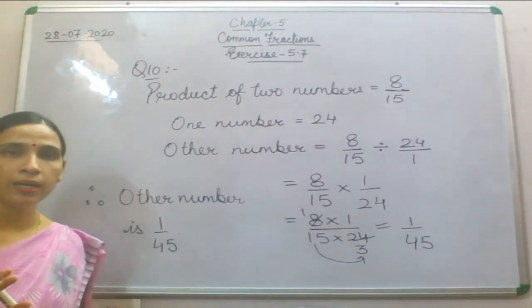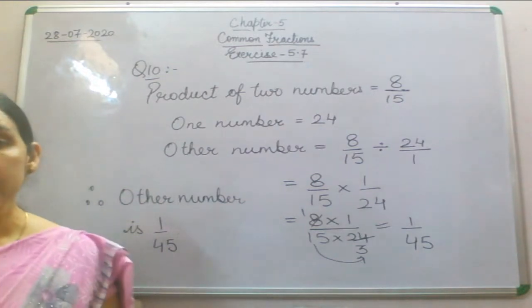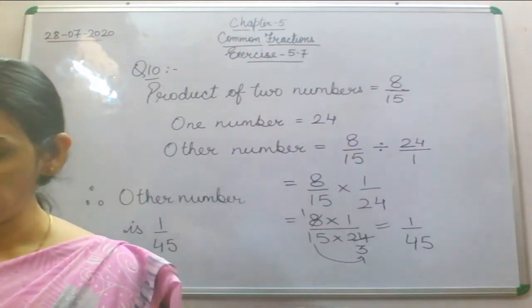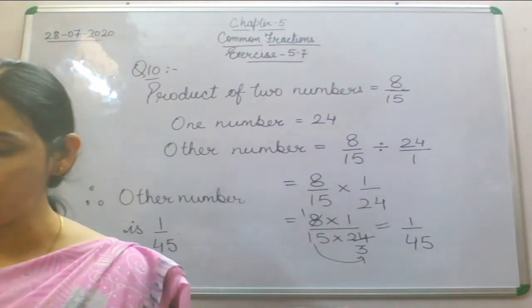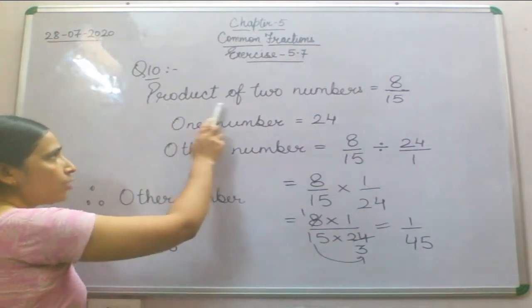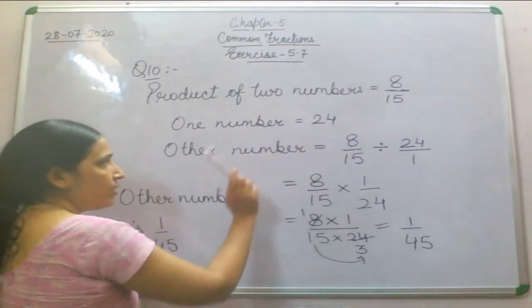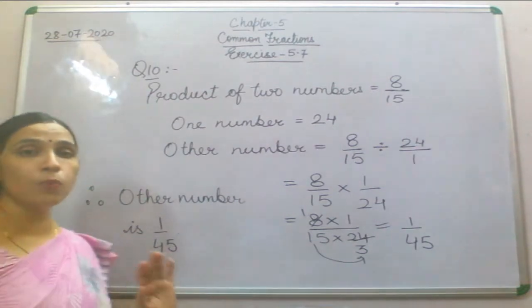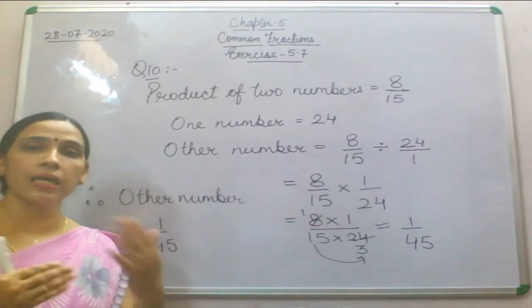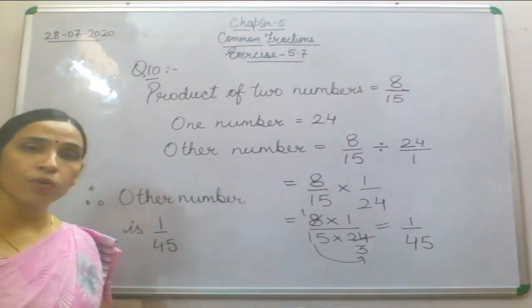Is that clear to you all? What is given in the question? I will read out the question once again for you all. The product of two numbers has been given to you, that is 8 by 15, and one of the numbers is 24. You have to find the other number. See what we have written. The first statement, product of two numbers, that is 8 by 15. Now one number is 24. You have to find the other number. Whenever product is given, that product will be divided by one number to get the other number. So here 8 by 15 will be divided by 24.